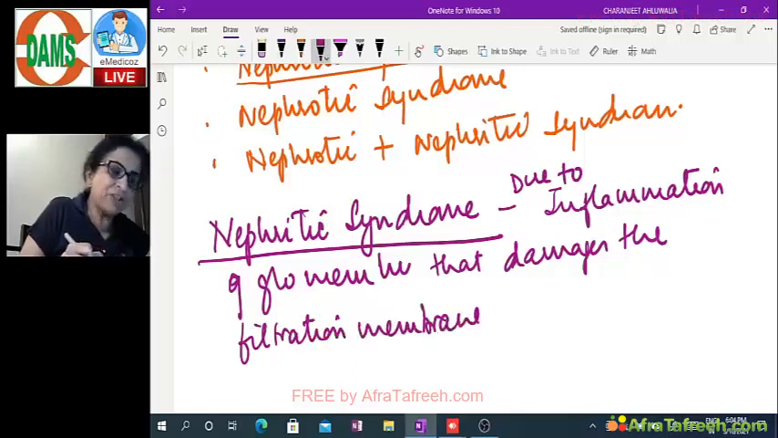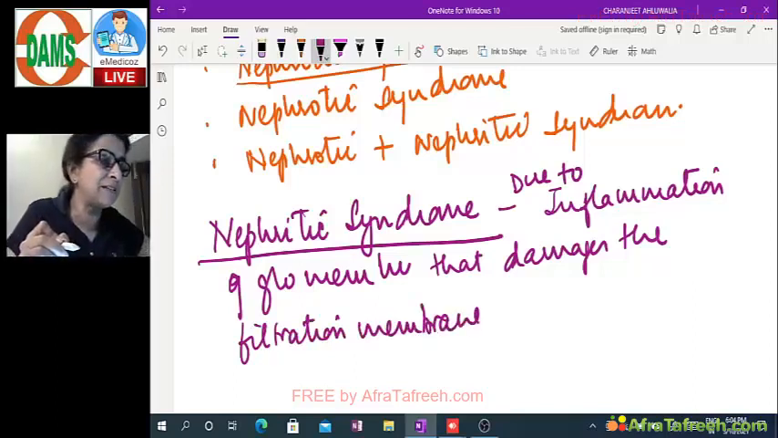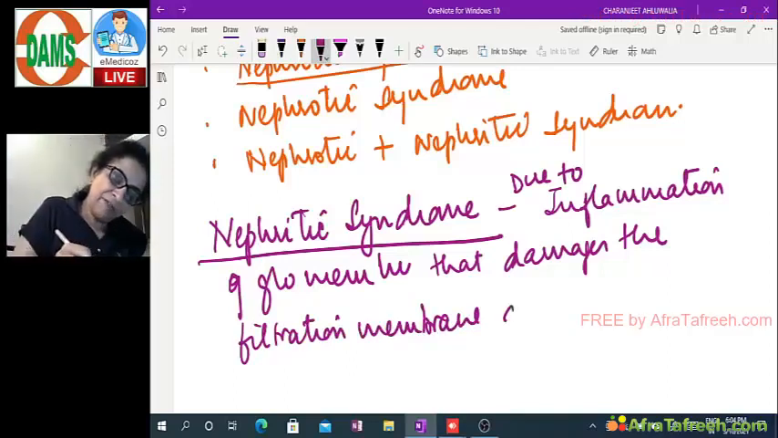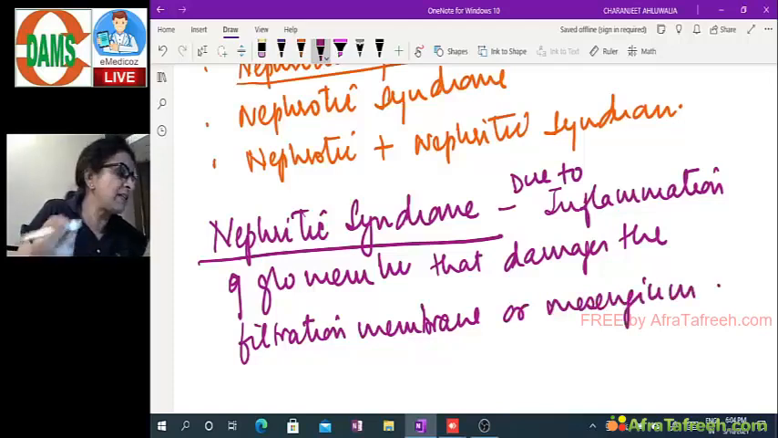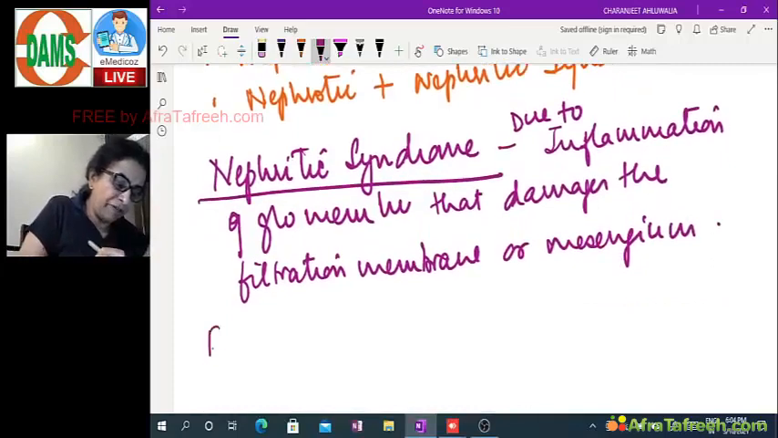So you know filtration membrane is made up of the endothelial cells, basement membrane of the capillaries and visceral epithelial cells. That damages the filtration membrane or the mesenterium of the glomerulus. So these are any of these get damaged. Okay, now what are the features of nephritic syndrome? What are the features of nephritic syndrome?